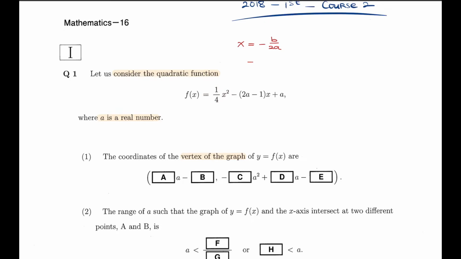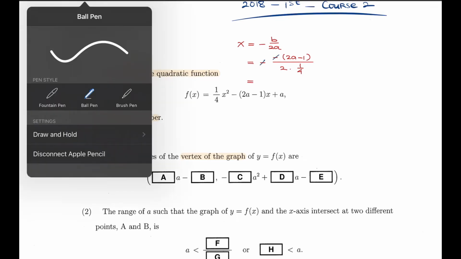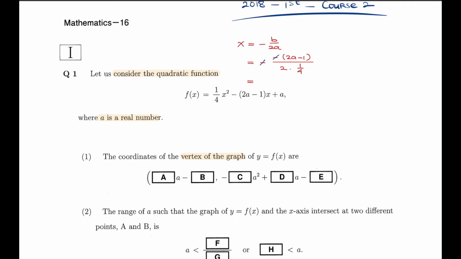So if I substitute b, which is negative (2a minus 1), over 2 times a, the value of a is 1 over 4, I will obtain negative and negative, we can cancel out it. So we will get (2a minus 1) over 1 over 2. If we simplify it, we will obtain x is equals to 4a minus 2. This is the x coordinates of the vertex of this function.